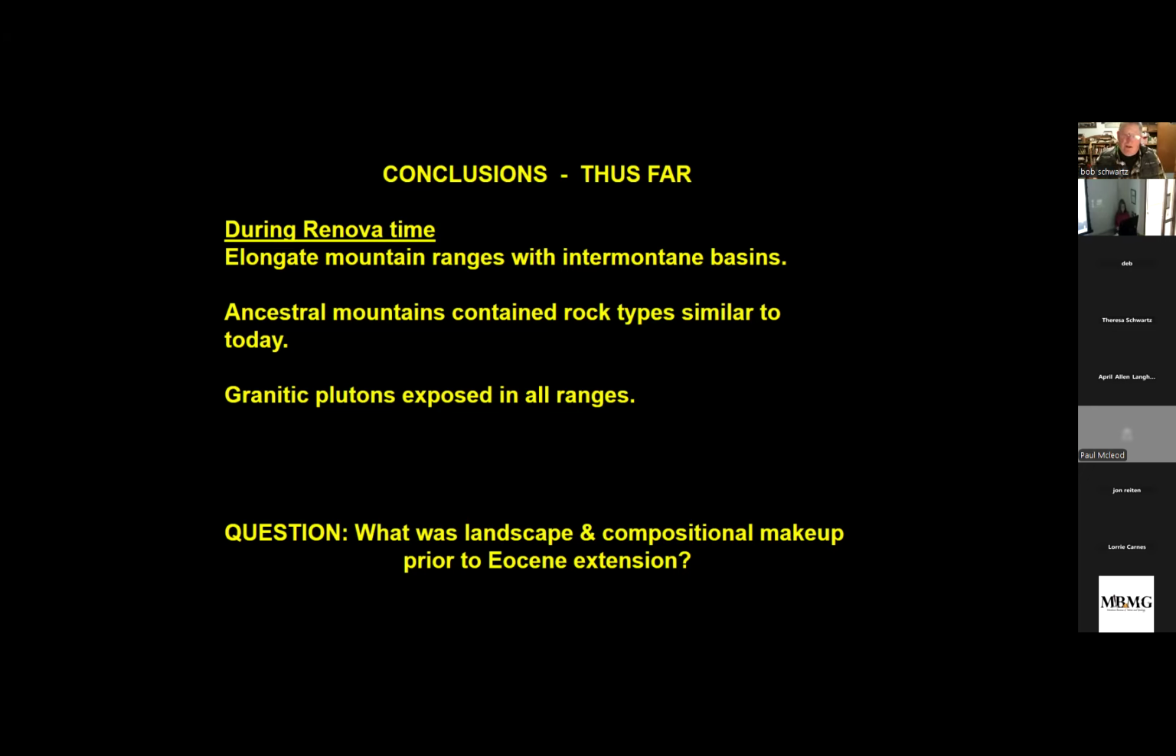So there's real parallelism here, which is telling you something about, instead of just basin or range, fault block up and down, it was more than that. There were mountain ranges there that were dislodged by extensional tectonics, but the makeup of those mountains was similar then as they are today. And now this leads to thinking about the question at the bottom of the page: what was the landscape and compositional makeup prior to Eocene extension? Can we go back in time?